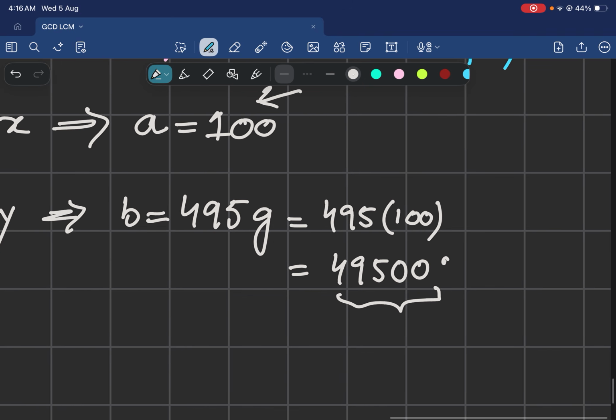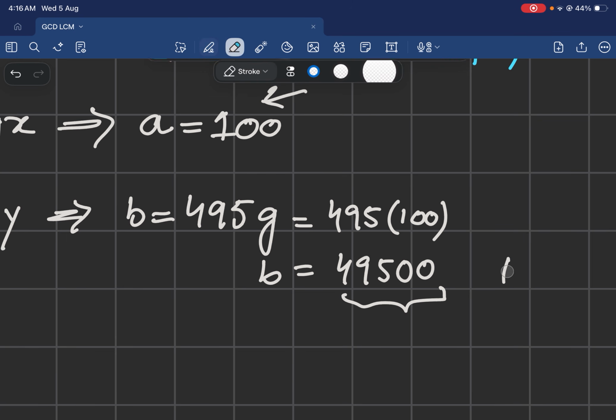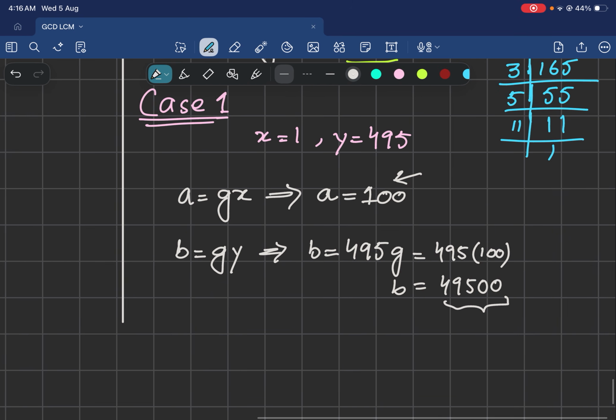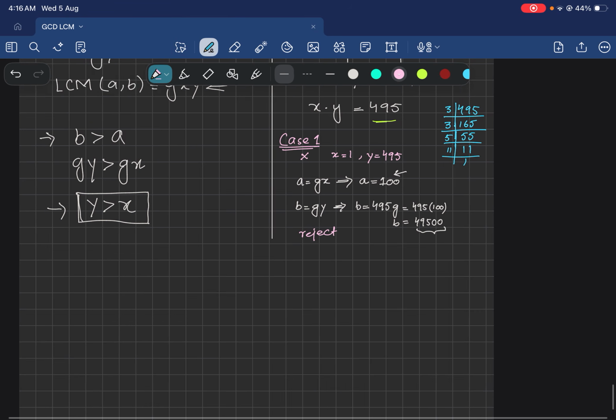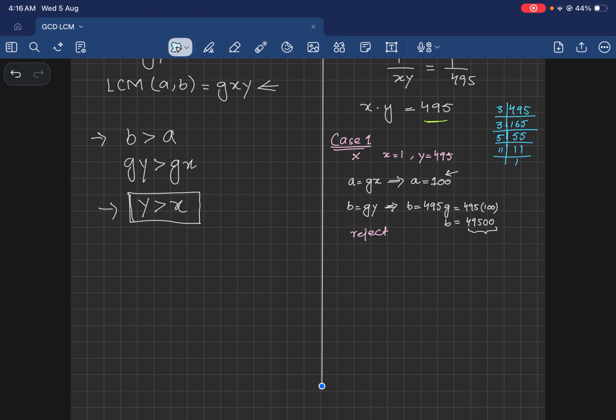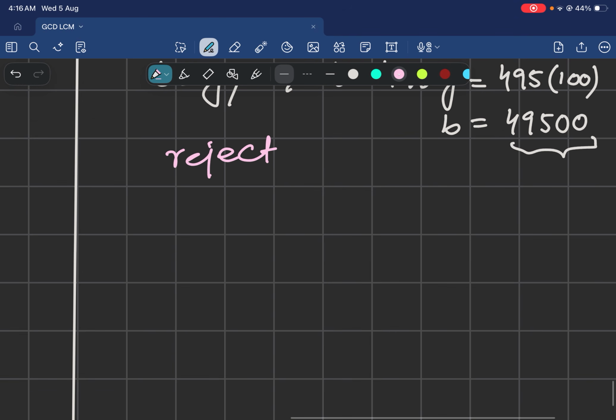Look, it exceeds the maximum value. The maximum value is 1000. The values of A and B cannot exceed 1000, but it exceeds it. Therefore, we will reject this case. This value is not possible. So we are rejecting this case. Okay. So let's try case 2. Let's see what we get in case 2.